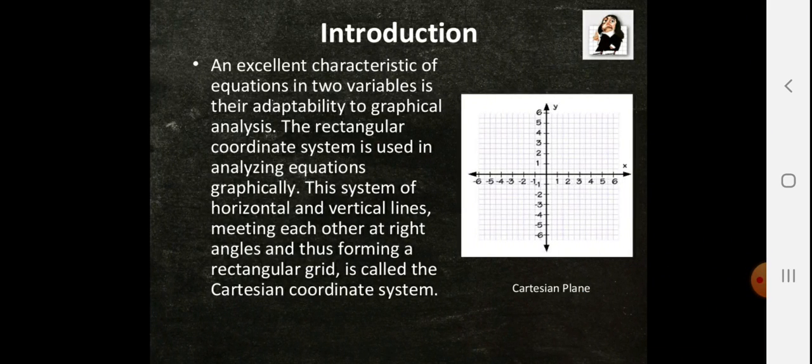Let's begin. Now, introduction. An excellent characteristic of equations in two variables is their adaptability to graphical analysis. The rectangular coordinate system is used in analyzing equations graphically. This system of horizontal and vertical lines meeting each other at right angles and thus forming a rectangular grid is called the Cartesian coordinate system.